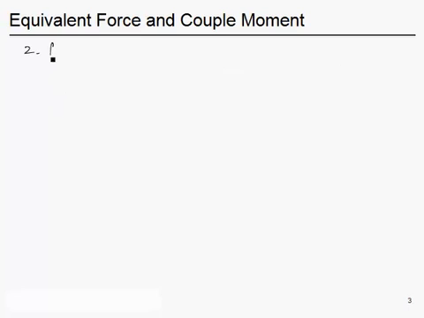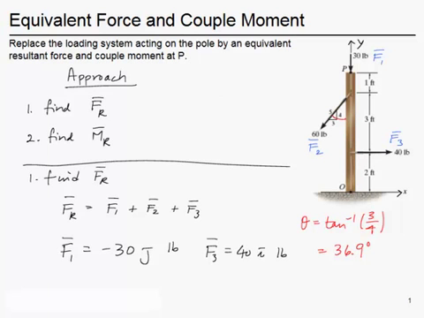Step 2 then is to find the moment resultant, MR. And so the way we're going to do that is we're going to sum up the moments due to each one of those forces. So our MR is going to be M1 plus M2 plus M3, where M1 is equal to r1 crossed with F1, M2 is r2 crossed with F2, etc. So let's go back to the picture and figure out what those r's are going to be.